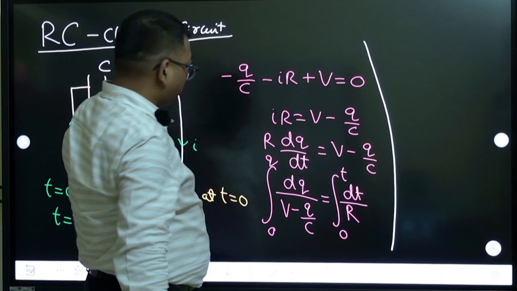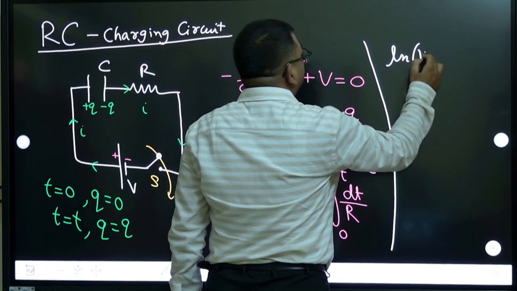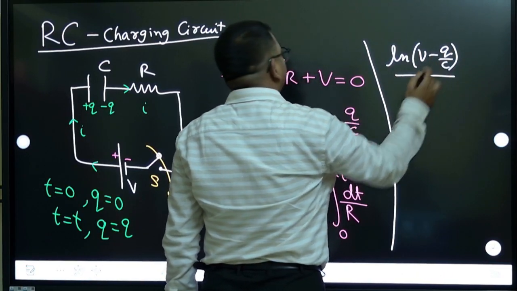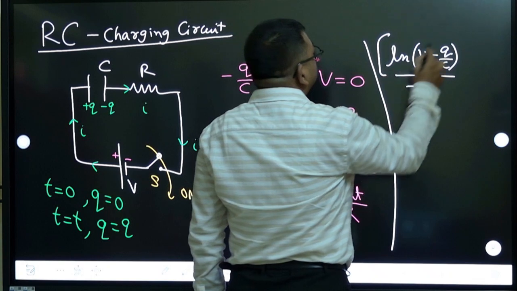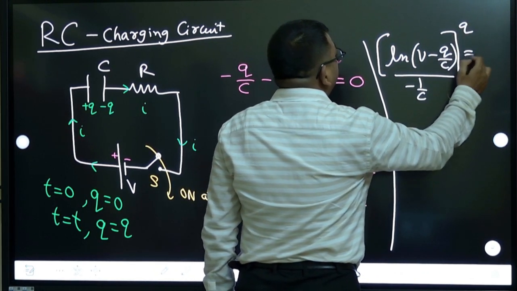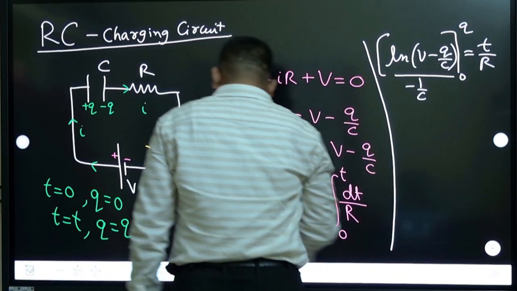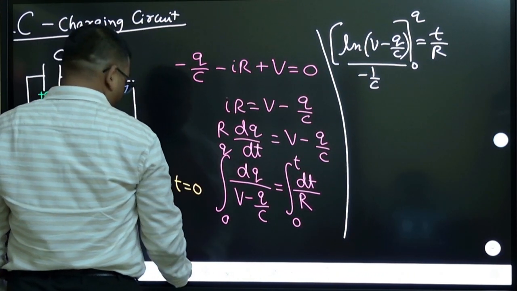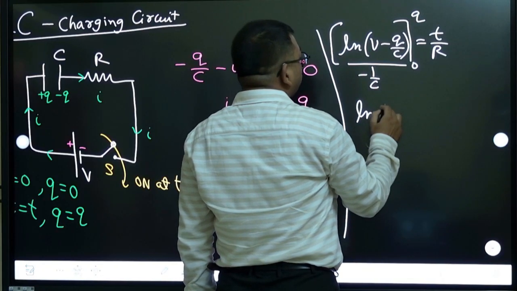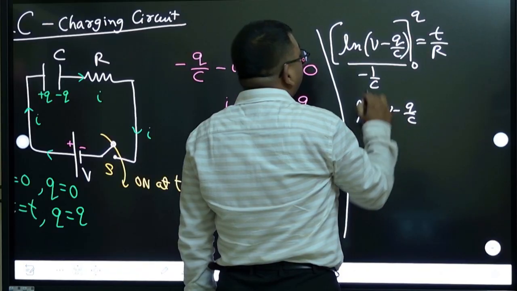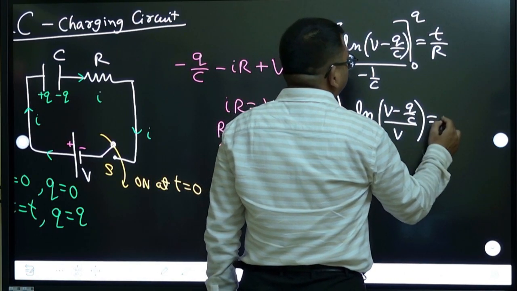So let us integrate. So you know this is linear form, so ln will come, ln of V minus Q by C, and the coefficient of Q, minus 1 by C, will get divided here. It is going from 0 to Q, and on the right side it is just t by R. So what do you get finally? Upper limit minus lower limit you can do. Upper limit when you put, it is V minus Q by C. Lower limit is just V, and this side becomes minus t by RC.